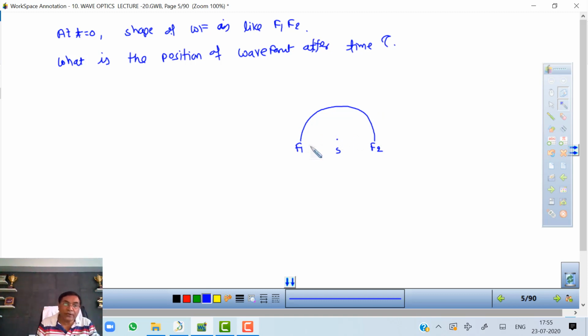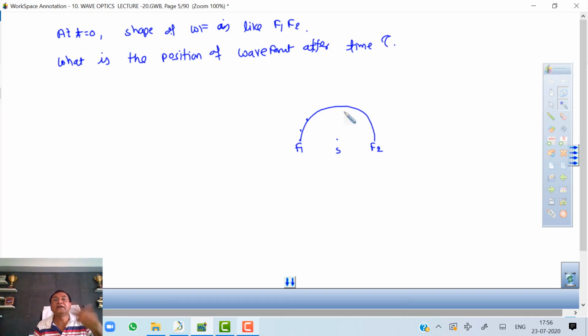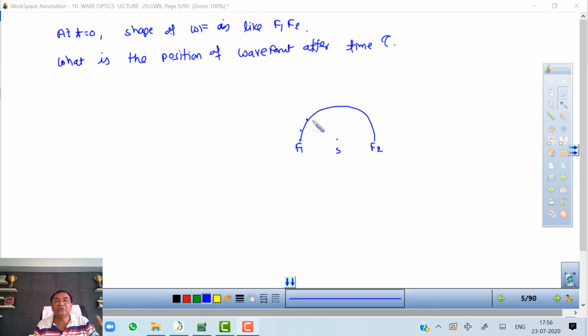According to Huygens, each point on the wavefront is a source of secondary waves, a secondary source, which emits secondary wavelets in 3 dimensions. Each point generates waves in all directions. What is the velocity? With the same velocity, that's the velocity of the wave.